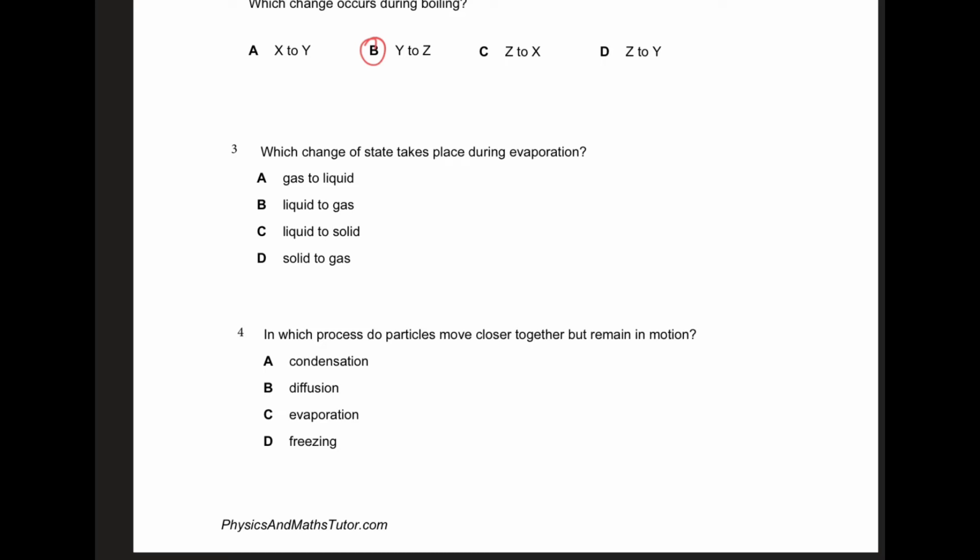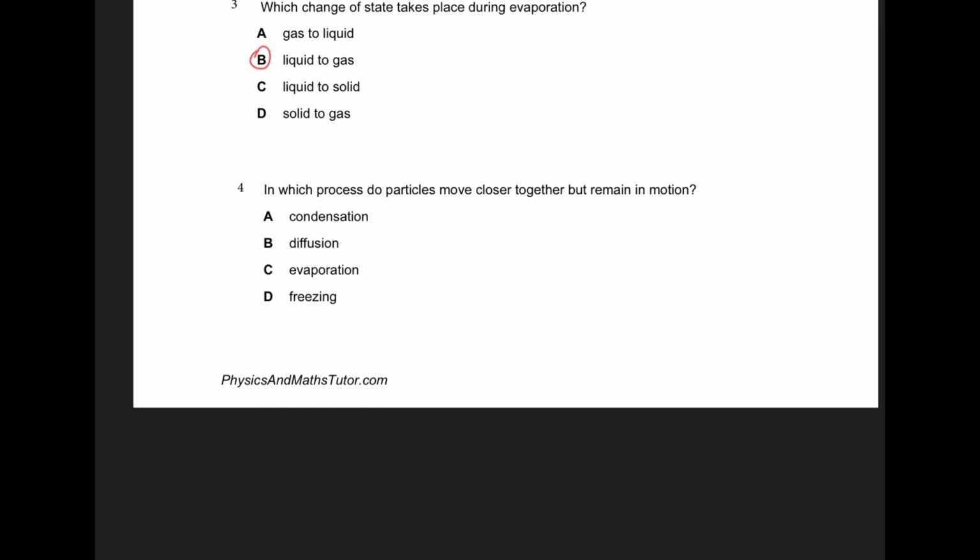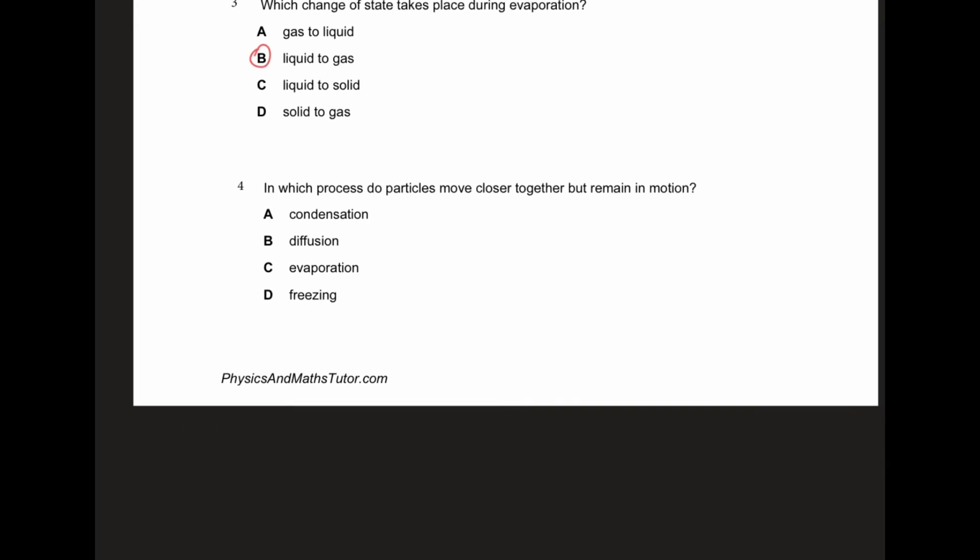Now question 3. Which change of state takes place during evaporation? I think B, liquid to gas. Correct. Question 4. In which process do particles move closer together but remain in motion?